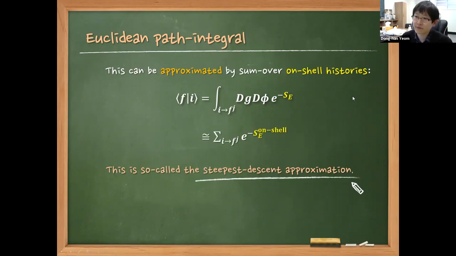One more benefit of this Euclidean Wick rotation is that now it is better approximated compared to the Lorentzian path integral. It is very well known that this Euclidean path integral is well approximated by the on-shell histories. In general, this action integral should include not only on-shells but also off-shell structures, and indeed it is really complicated and almost impossible to do. However, if this wave function is well approximated by the on-shell histories, then I approximate this path integral as the sum over all on-shell geometries that connect the initial state to the final state. This approximation is very famous in complex analysis, the so-called steepest descent approximation.